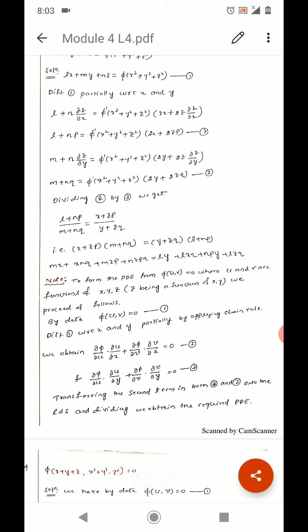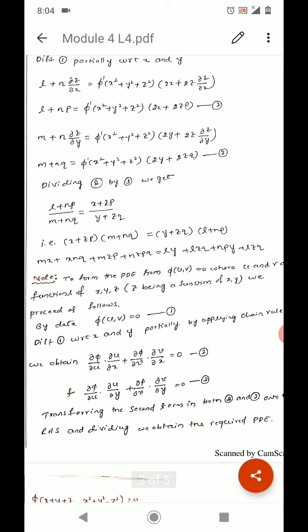So multiplying these terms, we obtain mx plus xnq plus mzp plus nzpq, which is equal to ly plus lzq plus mpy plus lzq.